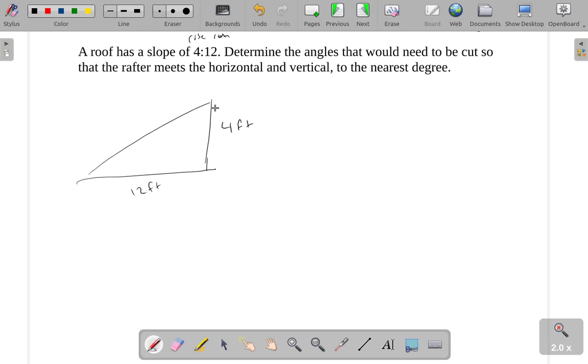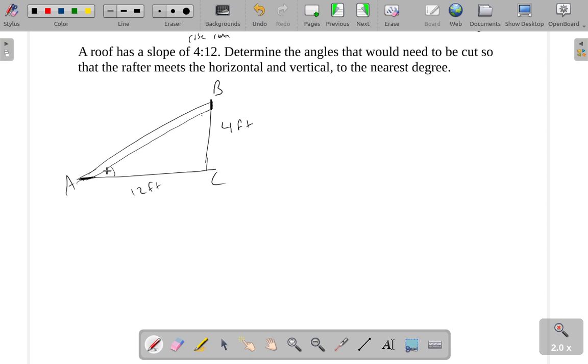And the angles we're talking about, if we're trying to cut a rafter so that we have this angle here to meet up with the horizontal or the vertical, and this angle here so that it matches up with the horizontal, we're trying to figure out what those angles are. Let me figure out what this angle is. Let's call these A, B, C, like this. So if I'm trying to find angle A, that's this angle right here.